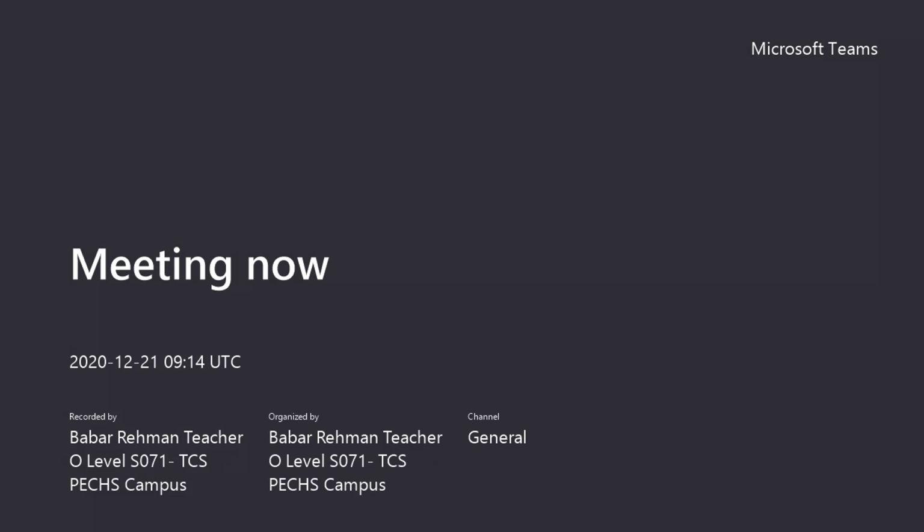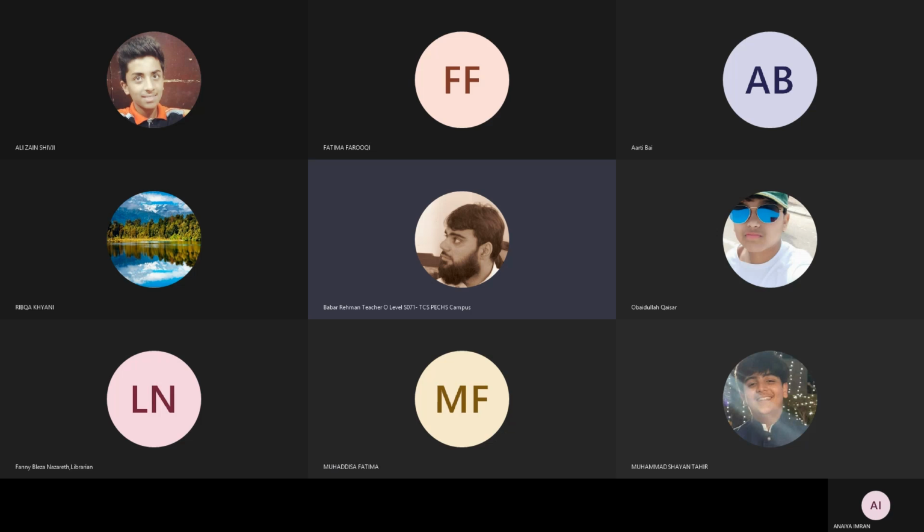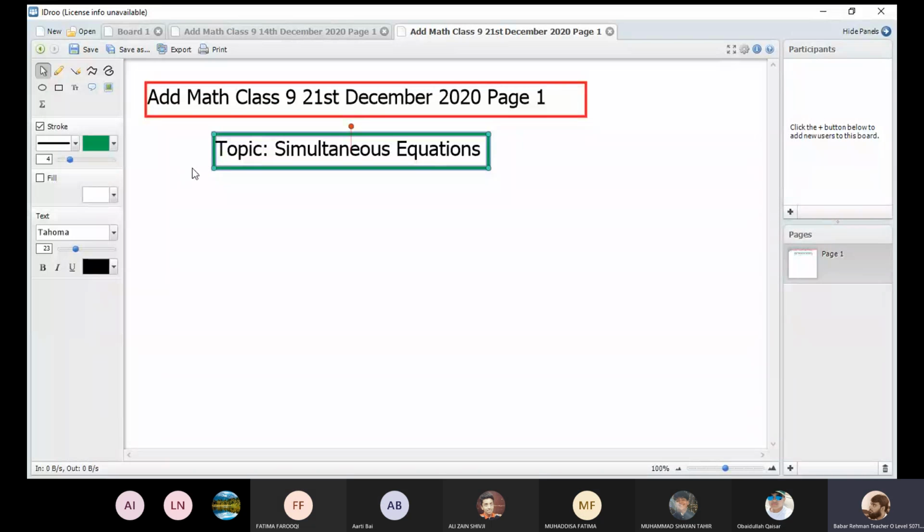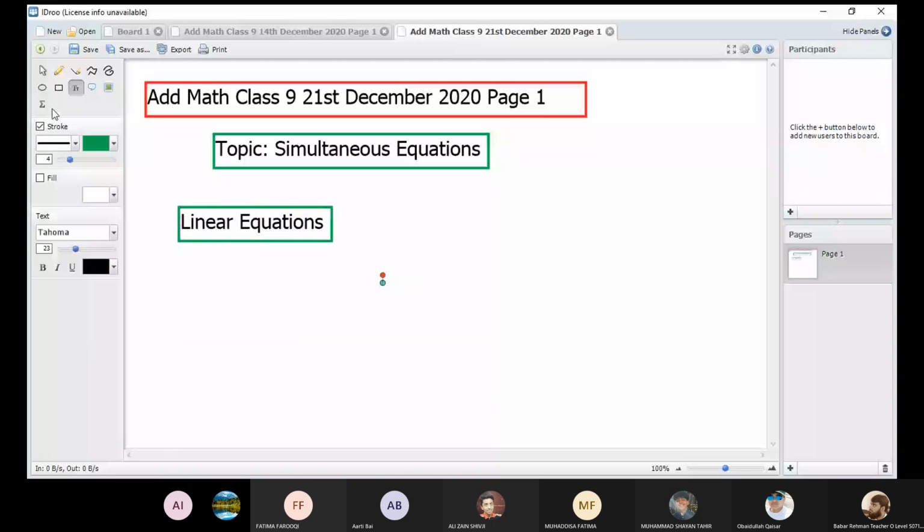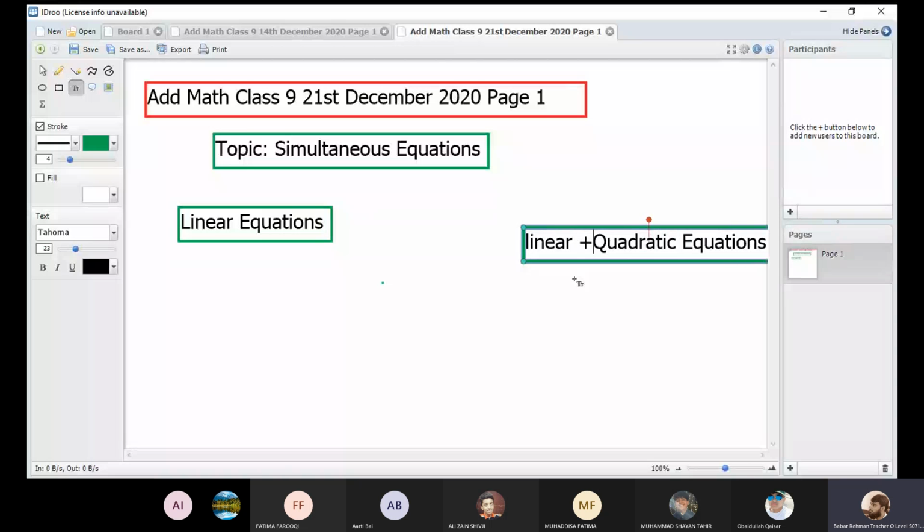Students, today we are starting simultaneous equations. There are two types in simultaneous equations. One is where both equations are linear equations, correct? And another one is a quadratic equation. Over here, one linear, one quadratic. Linear plus quadratic.